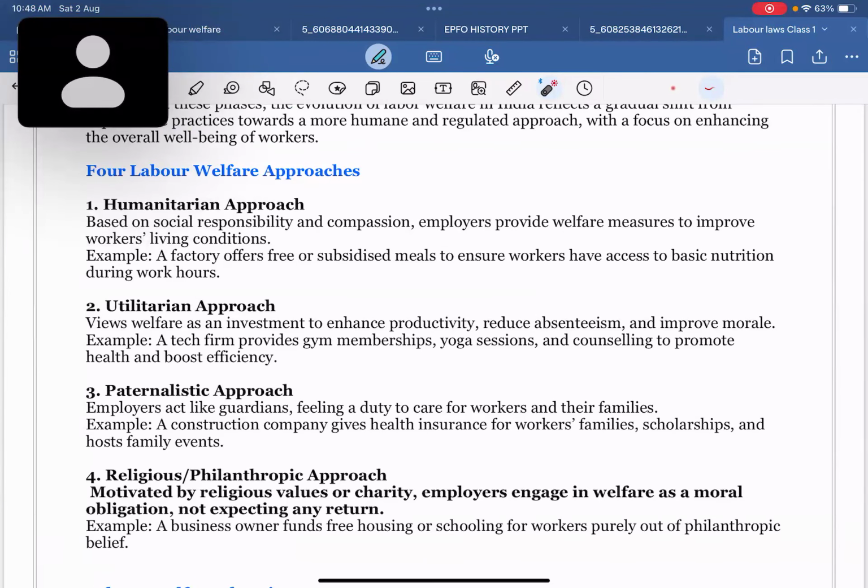There is a question, sir: is utilitarian oriented towards some benefit? Actually, understand, everything is for the company's benefit, but these are the approaches the company is working on. Take the Tata company: it is working on the religious philanthropic approach, humanitarian approach, utilitarian approach, and paternalistic approach also.